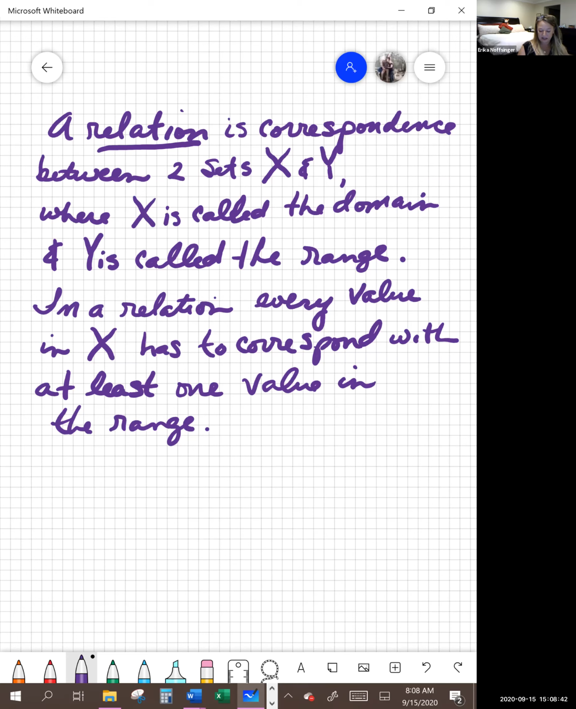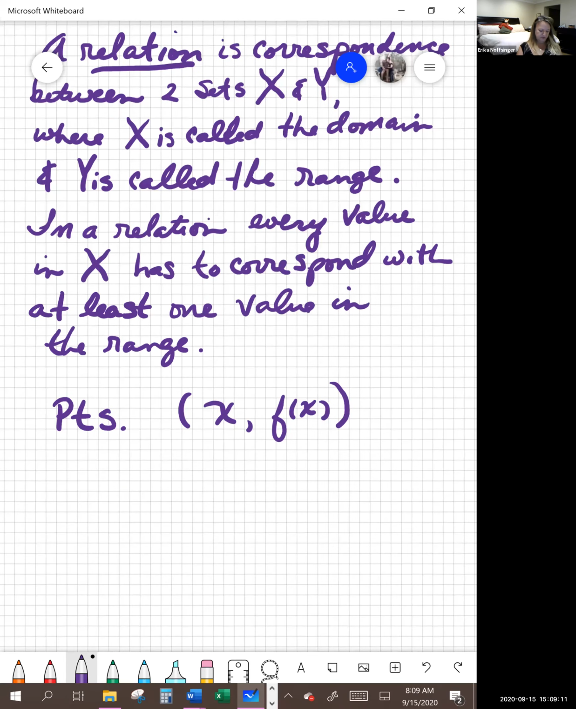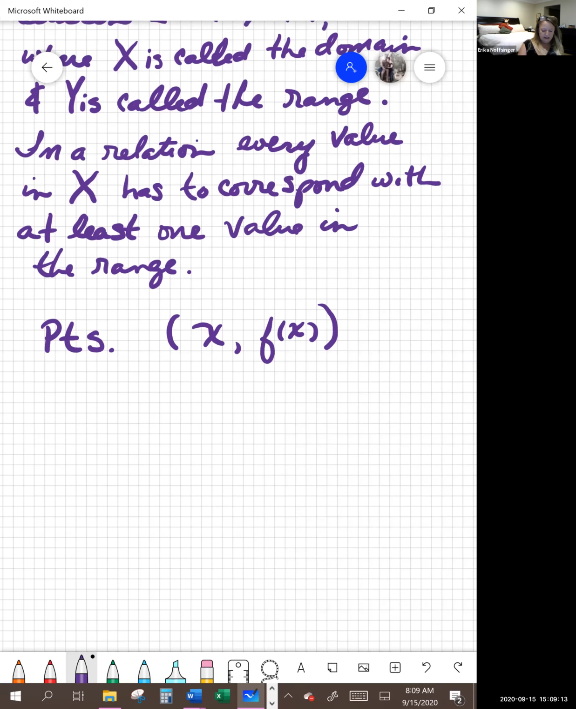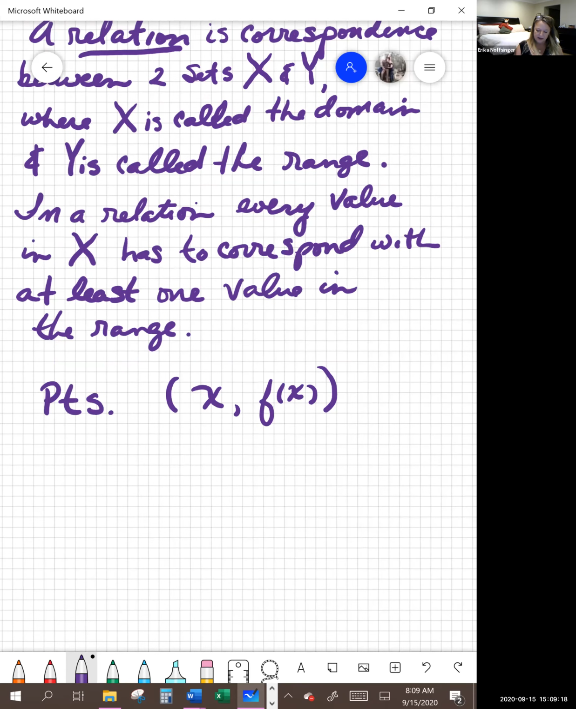So when we've been dealing with equations and we plug a value in for X and something comes back out for Y, that's a relation. And so points, a lot of times, can be written in the form where you're putting in your X value, and then your Y value is written the same way as f of X. Okay, so there's a couple ways.